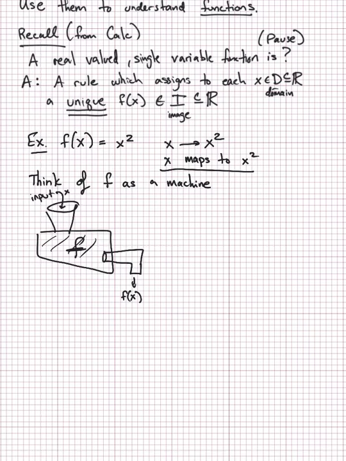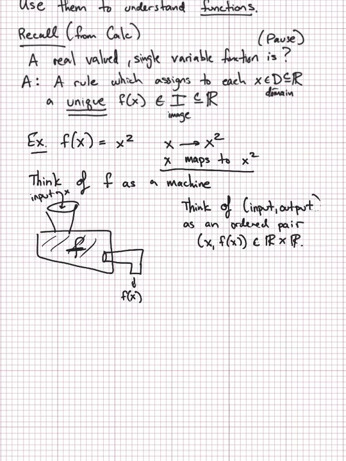All right. So now what we want to do is bring Cartesian products into this description. And the way that we can do this is we can think of input, output as an ordered pair of real numbers, as an ordered pair x, f of x, which is in R cross R.